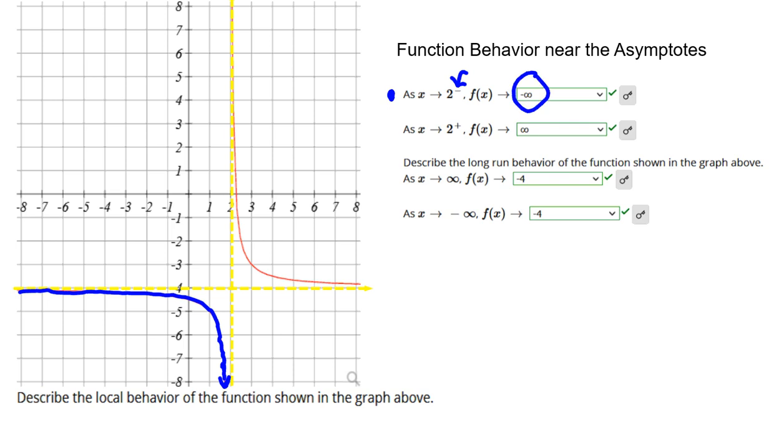Now, what about if we approach positive 2 from the positive side, from the right? So then we would be getting on the function graph from this side and following it along and seeing what kind of behavior we get as it gets very close to the vertical asymptote at x equals 2. And so what we see is that the function is starting to increase. The y values are getting larger and larger without bound as we get close to that asymptote. So that's why the answer for the second part is positive infinity.